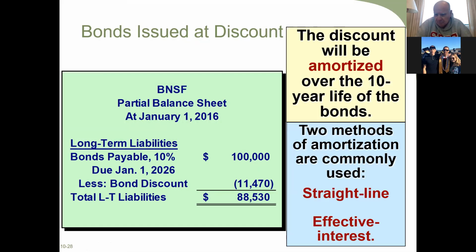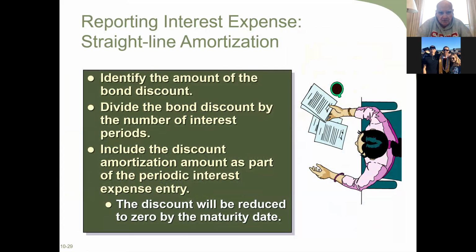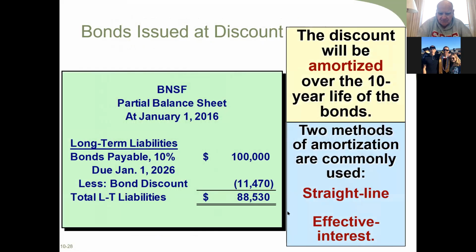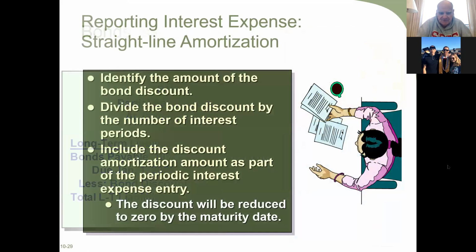I think they both can be used GAAP-wise, but with straight line, the auditors are going to come in and redo it on their own software and compare it to what the effective rate would have been. And hopefully there's not a material difference, so there'll be no accounting adjustment. But here we go, reporting interest expense. We know the amount of the discount. We know the periods are 20, right? So all we're going to do, Daniel, is take that 11,470 and divide it by 20. And that's going to be the interest expense, if you will, for every 6 months.